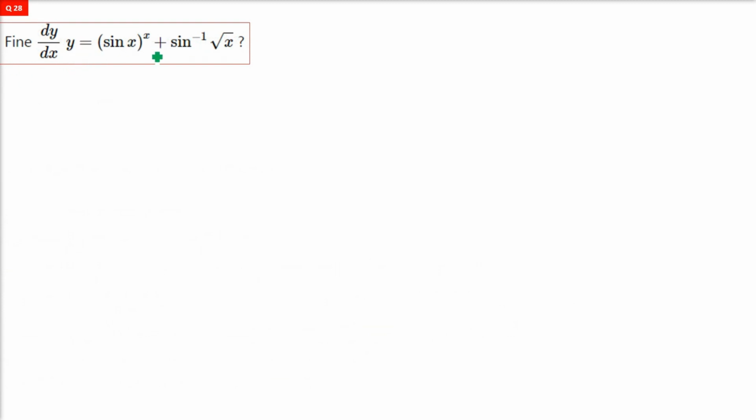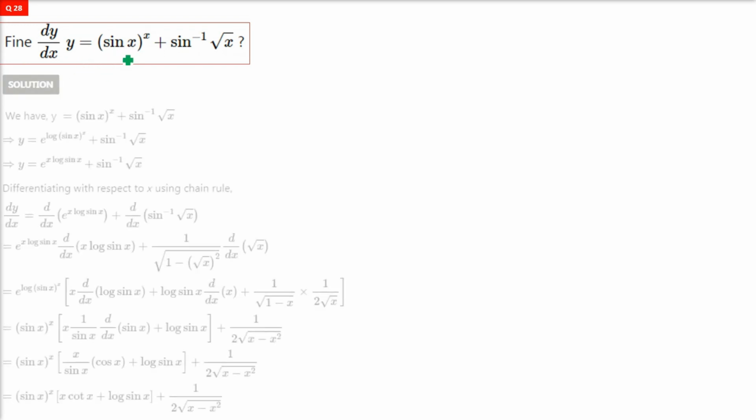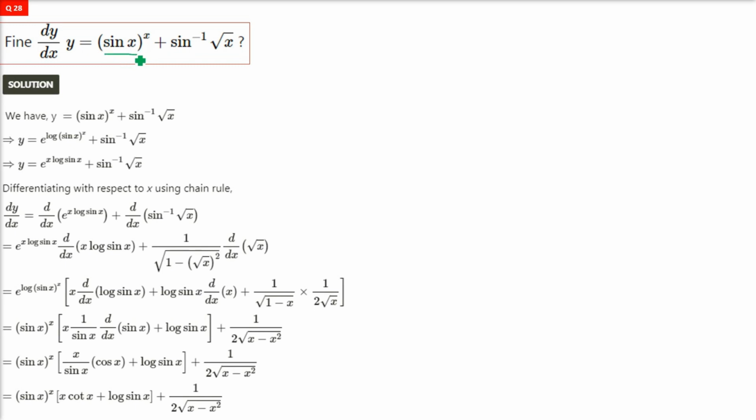Now dy by dx, y is equal to sin x to the power x plus sin inverse under root x. Let us see, sin inverse root x can be done directly. Sin x to the power x we have already done. It was e to the power log, just write sin x to the power x, and the x will come in front of that log. So e to the power x log sin x, that we have to differentiate.